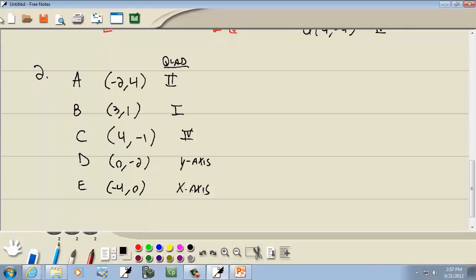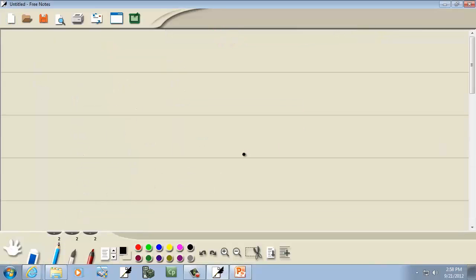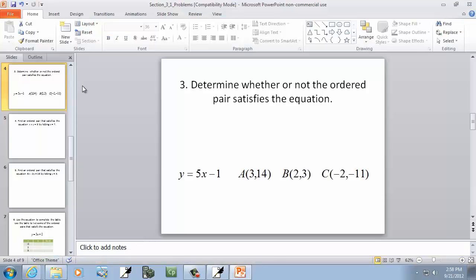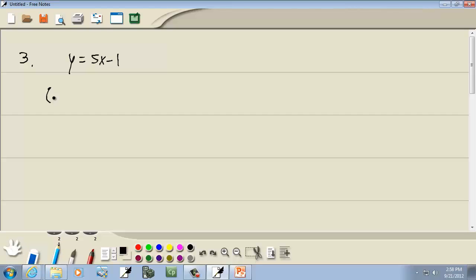Yeah, let's take a look at this one. I'll start a new page. We got y is equal to 5x minus 1. And it says determine whether or not the ordered pair satisfies the equation. So we got (3, 14), (2, 3), and (-2, -11).